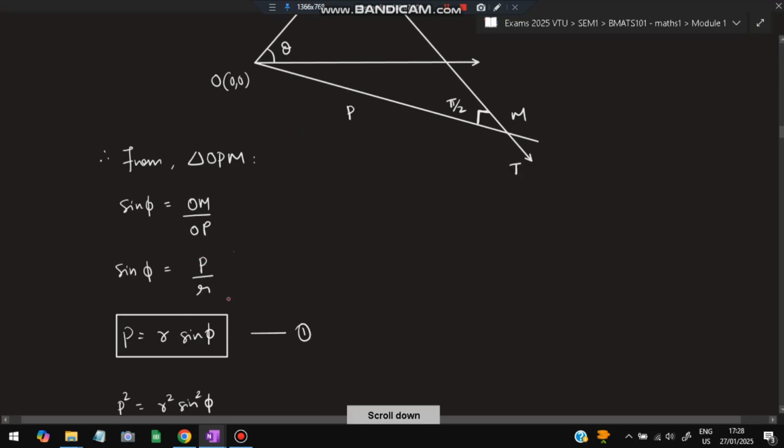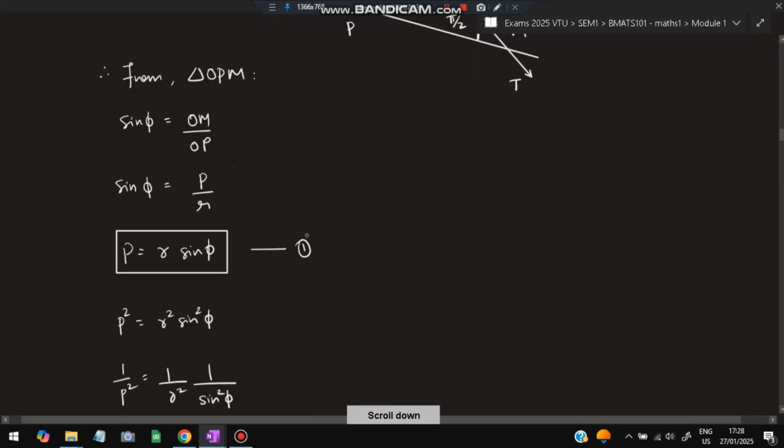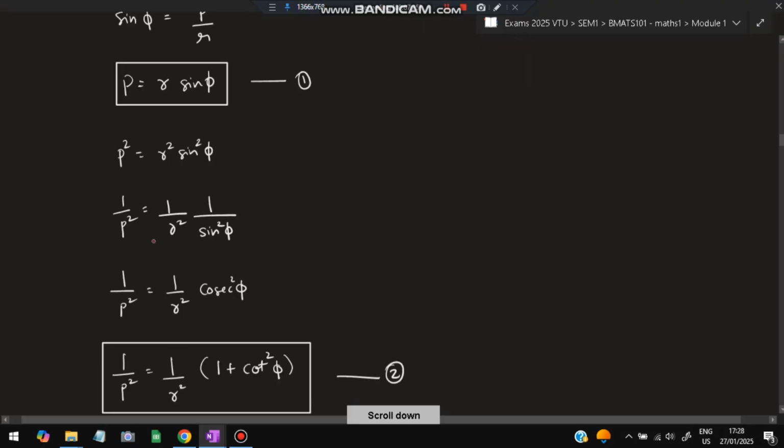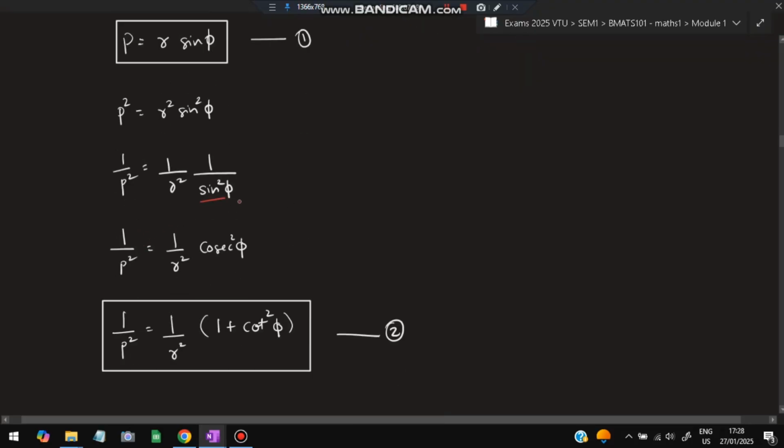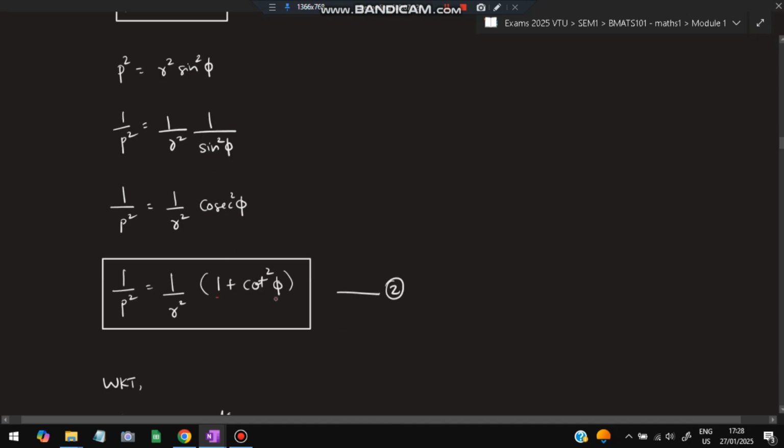Okay, p by r. So what will we get? p is equal to r sine phi. Good. Now we'll square both sides and take the inverse of it, and we'll take 1 by sine square as cosec square, and cosec square is nothing but 1 plus cot square.